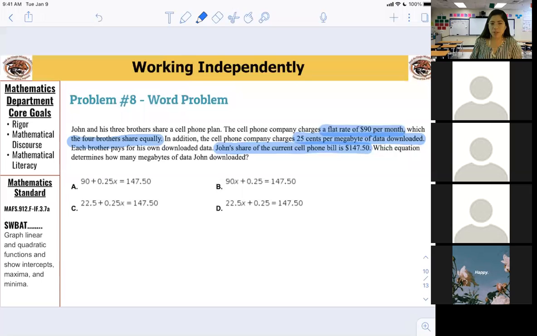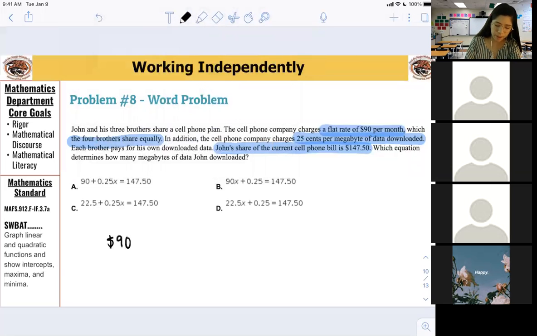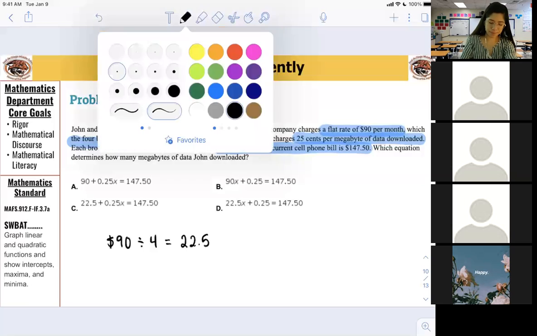First, we have to figure out which of those numbers is the slope. And then second, there's a little bit of math that needs to go into it. So can anyone talk me through it? What needs to happen? We need to figure out how much the brothers pay per month. What I did is I divided. We know $90 per month, but they share that equally, and there's four of them. So 90 divided by 4, what do you get? 22.5. So what answer choices can I get rid of? A and B.